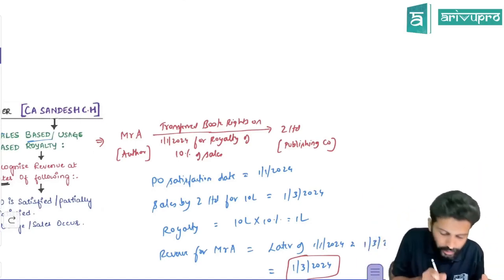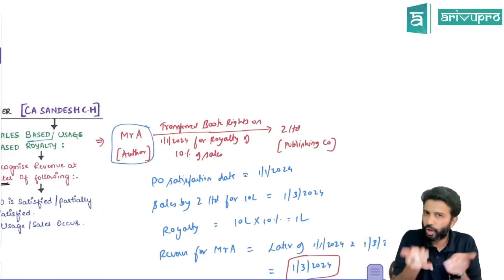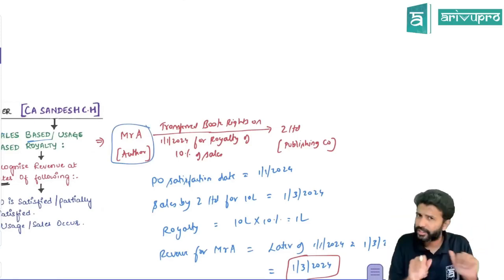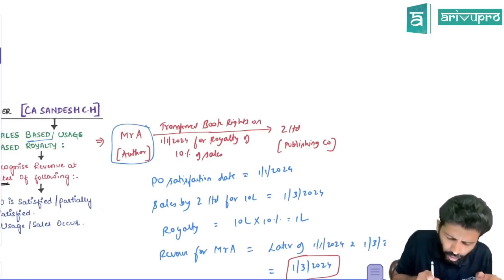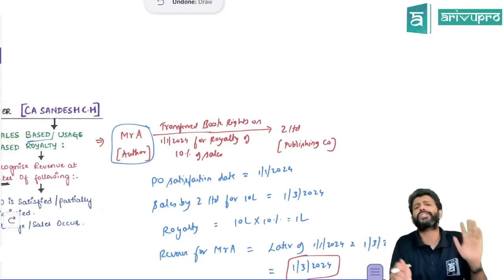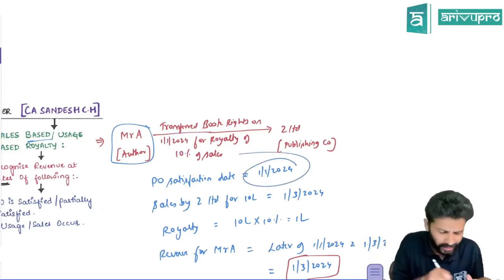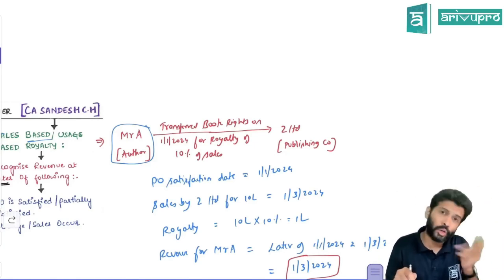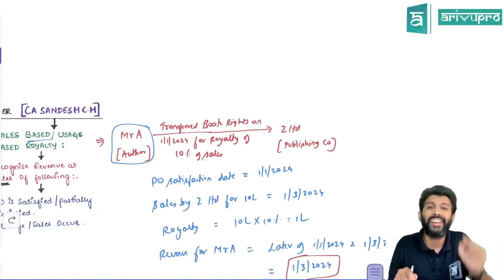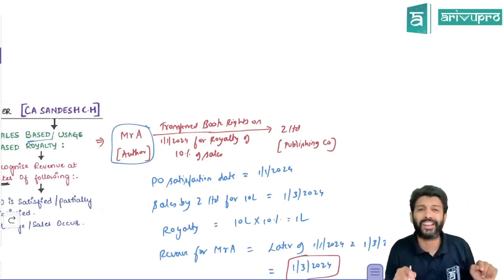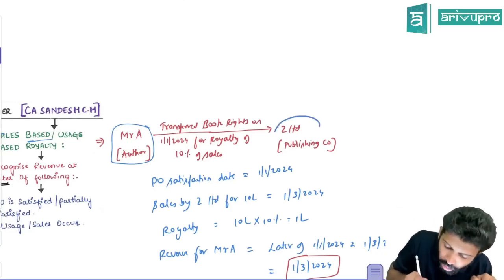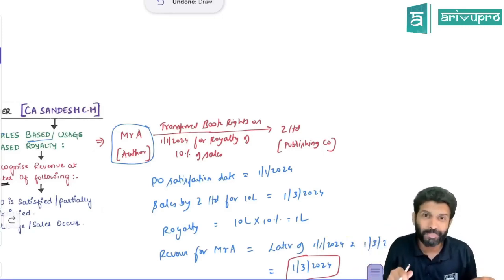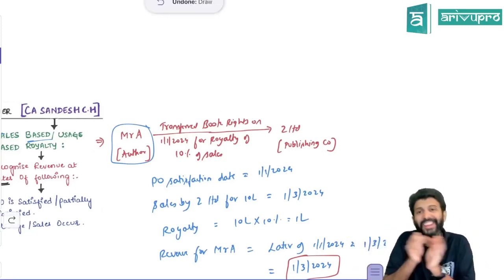Now think from Mr. A's perspective. He's the author, and he's getting royalty, which means this royalty is part of his business. That means that's his revenue. And Mr. A has already transferred this book's rights on 1st January itself. That means his performance obligation was satisfied on 1st January. So can Mr. A recognize the revenue on 1st January? No. Why? Because this is a usage based royalty. However many books Z sells, based on that A will receive royalty.